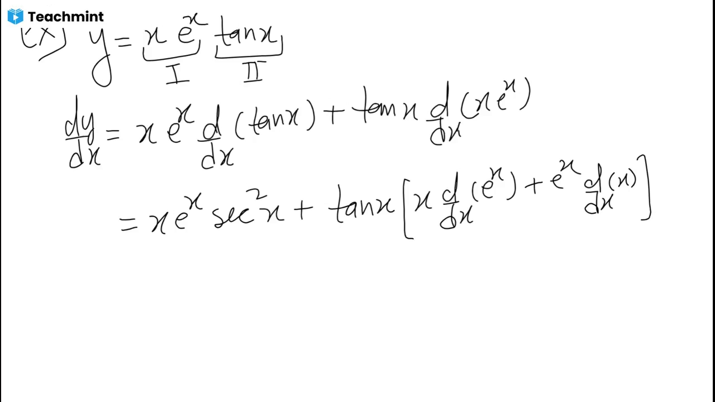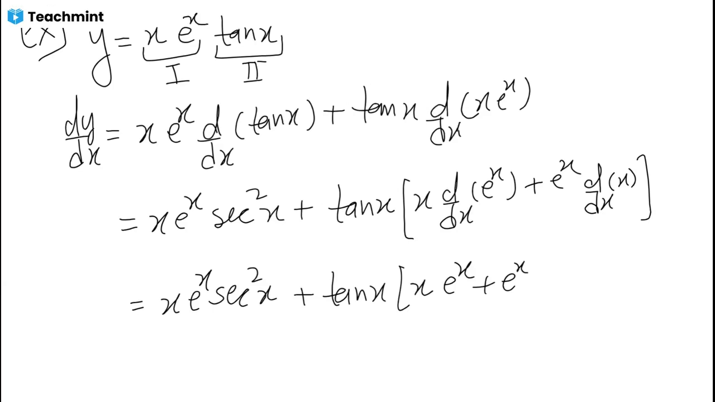Because we are differentiating here the product of two functions, we are applying the product rule again. So in this way, we can find it for a product of three or more. So x into e to the power x into sec square x plus tan x into x and differentiation of e to the power x is e to the power x plus e to the power x, and differentiation of x with respect to x is 1 only.